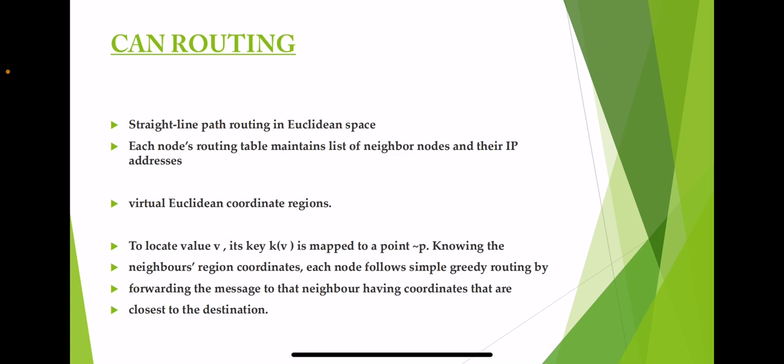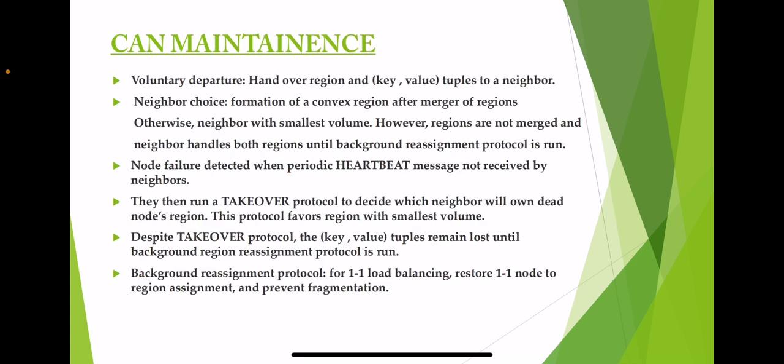CAN routing. Straight-line path routing in Euclidean space. Each node's routing table maintains a list of neighbor nodes and their IP addresses. Virtual Euclidean coordinate regions: to locate the value V, its key K of V is mapped to a point P. Knowing the neighbors' region coordinates, each node follows a simple greedy routing by forwarding the message to the neighbor having coordinates that are closer to the destination.